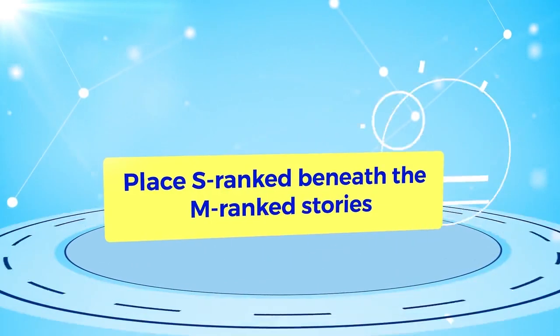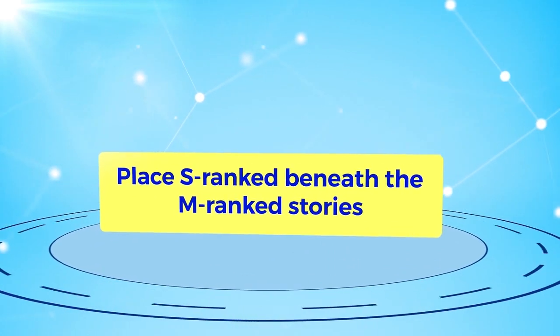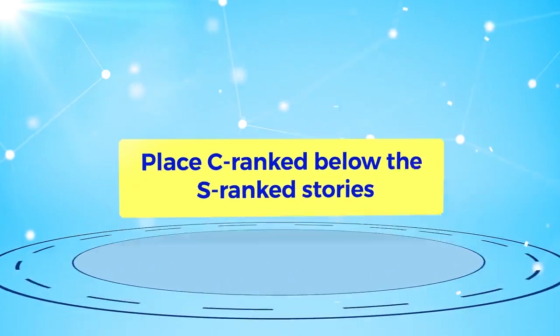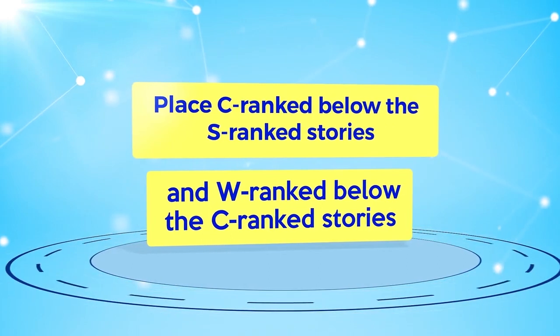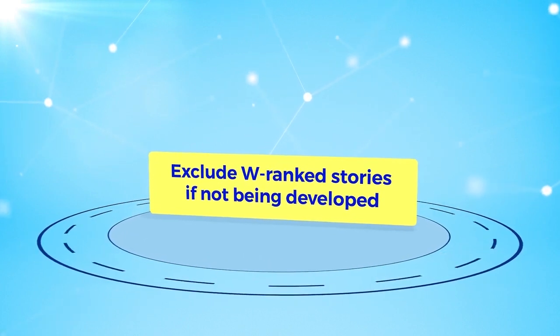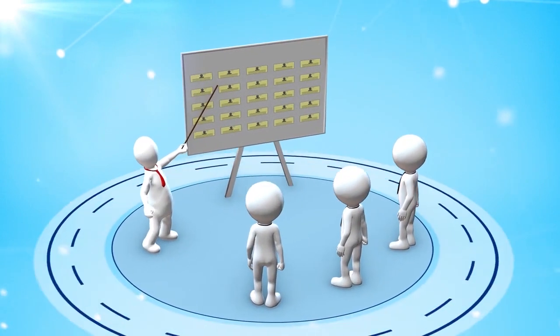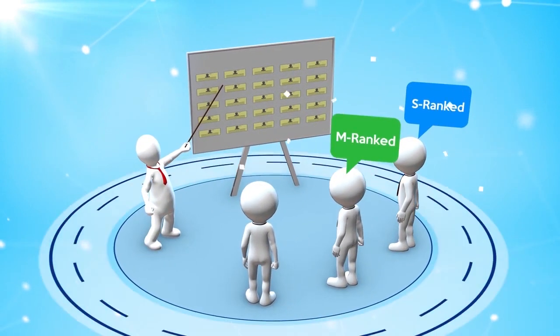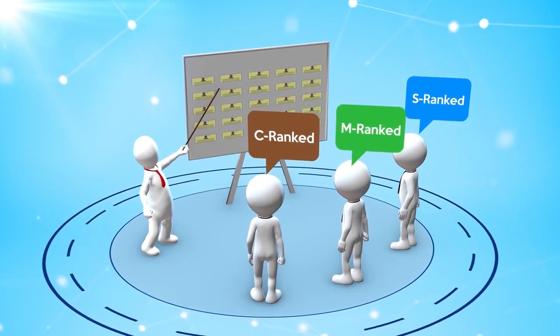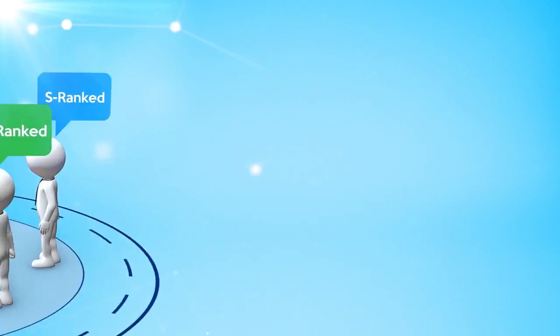Once we have the backbone, we'll then take the S-ranked stories or the should-have stories and place them beneath the must-have stories. After that, we'll add the C-ranked and the W-ranked stories, which fall lower and lower on the story map. The W-ranked stories may actually be excluded from the story map if we know for sure that we're not going to develop them. Once we've arranged these in a story map, we can start to work through it and talk about the different issues that may relate to each of the user stories and each of the layers, and discuss potential issues with the team.